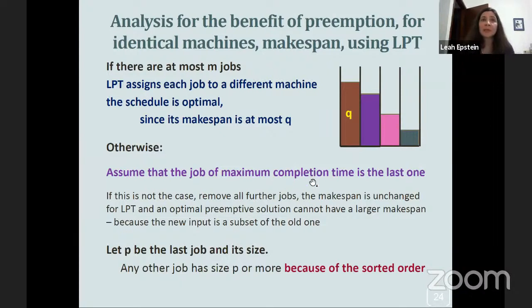I see that Tammy had a question. The fragments don't have to be integers. And it is not very important that the sizes are integers.